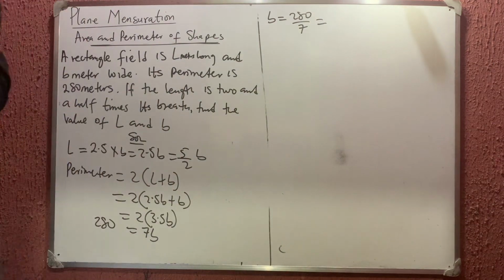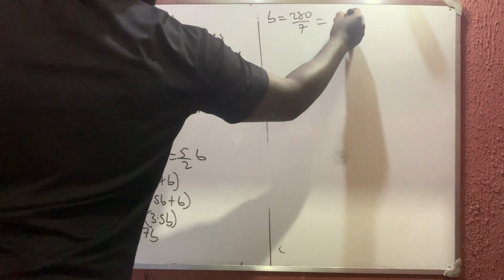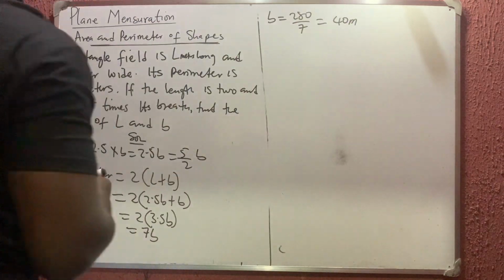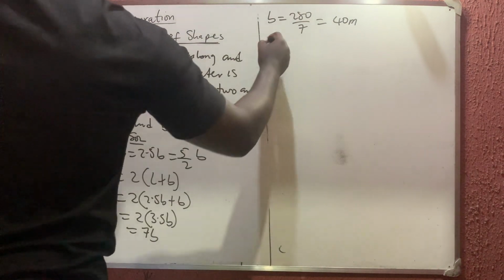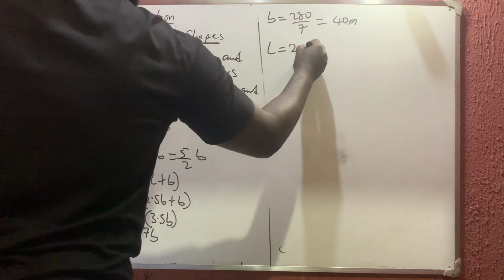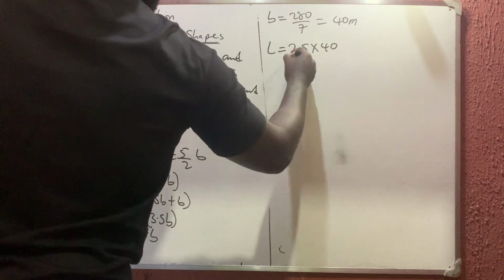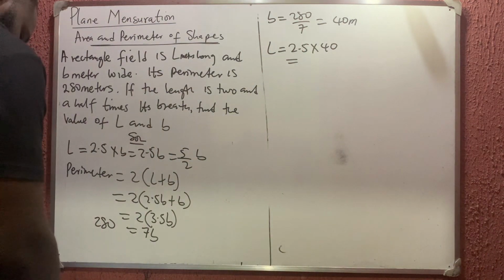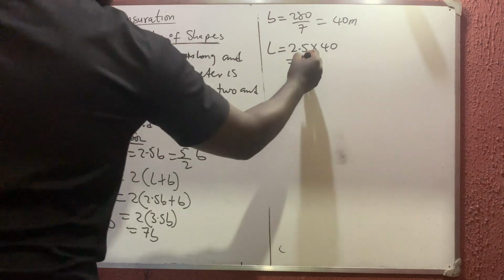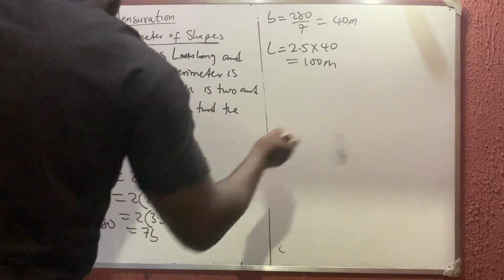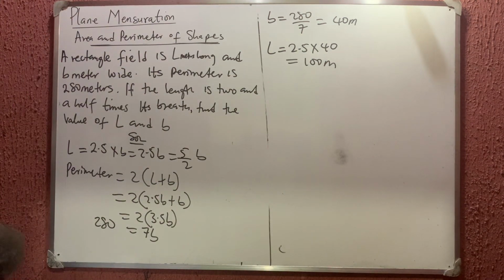So what do we have? 280 divided by 7, so we have 40. So 40 meters. Okay. So then our L is equal to what? 2.5 times 40, which will give you what? I have 100 meters. So you see, it's very, very simple.